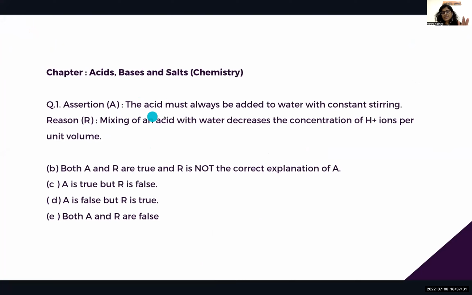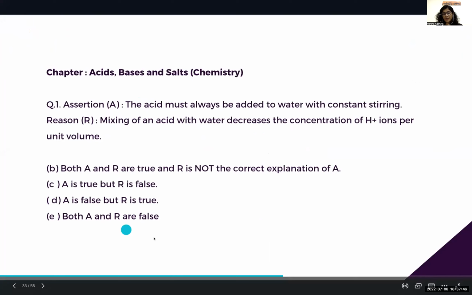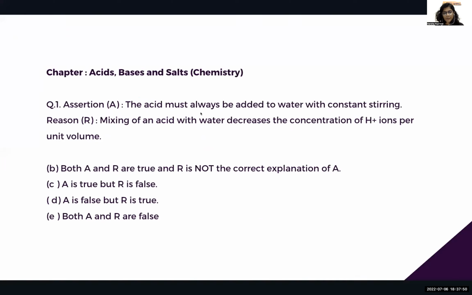So the assertion: the acid must always be added to the water with constant stirring. The reason: mixing of an acid with water decreases the concentration of hydrogen ions, that is H plus ions, per unit volume. And again, you have 4 options here. You can always drop your answers in the chat box.